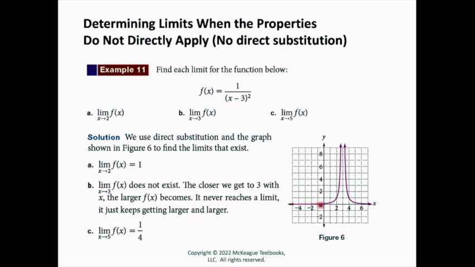If I'm coming towards 2 this way, I'm approaching 1. And if I come from the right, I'm still approaching the function value of 1. So we have that the limit as x goes to 2 is 1. When we look at part B, as I approach 3 from the left, here's 3 right here, we can see that there's a vertical asymptote there.